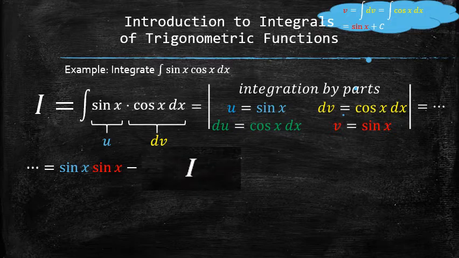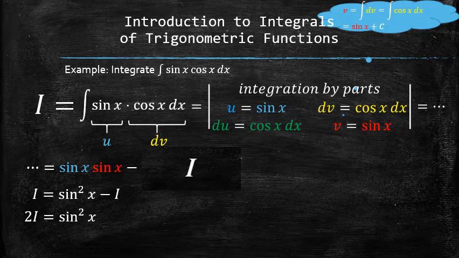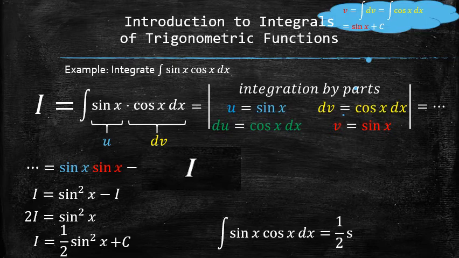Removing all the intermediate results, we now have the following equation in terms of I. To collect all I's on one side, we add I to both sides, and to isolate I, we divide both sides by 2. And now we can add plus C to the result. We now have the answer to the original problem. We will refer to this technique as loop integrals.